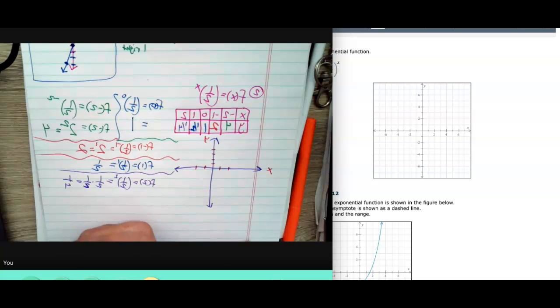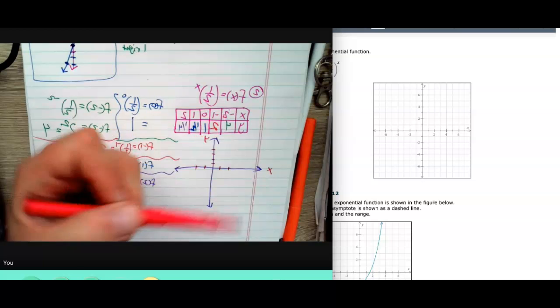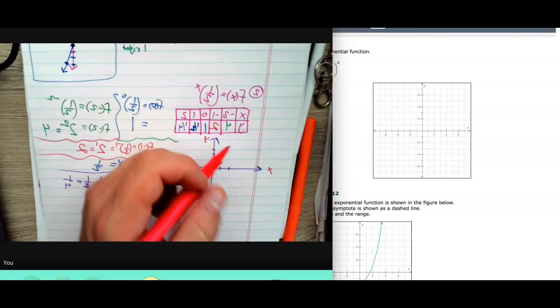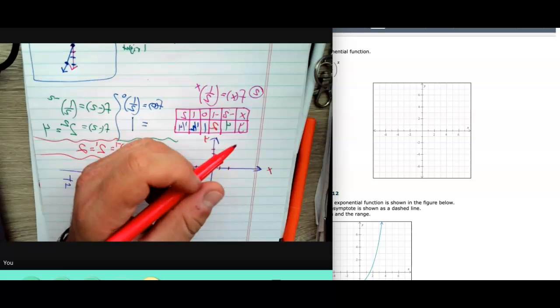-2, 4, guys. The first point, -2, 4. That's -2 spaces left, right? That's negative is left, and then 4 spaces up. So left 2, up 4. Left 2, up 4 lands me about there.